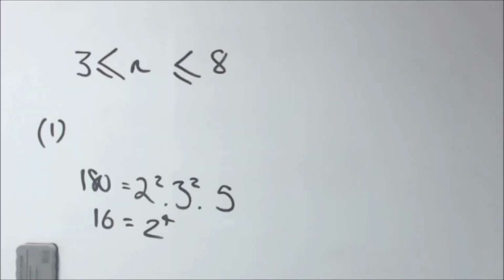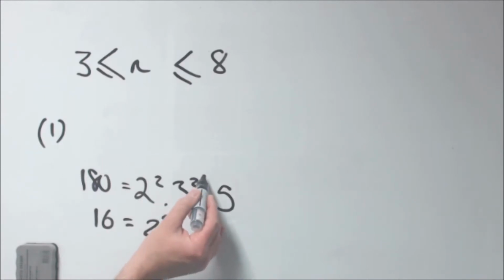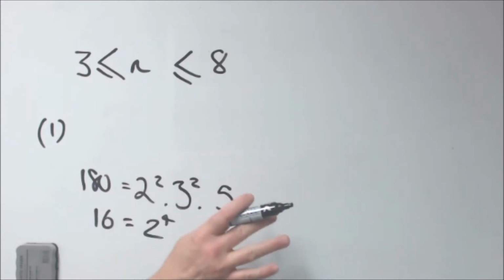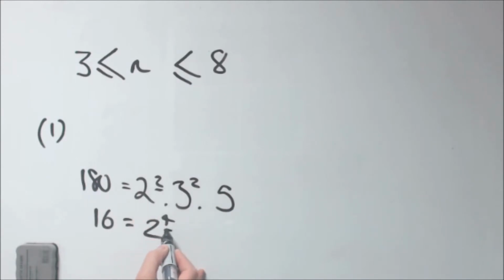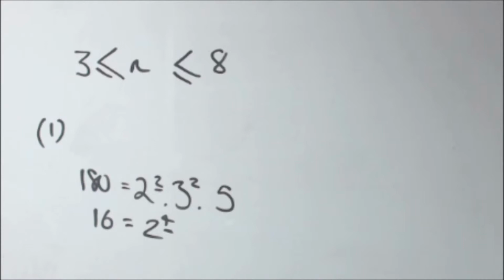Okay, we need at least 180 times 4. We need the 2 to the power 2 at least. So the easiest way to consider that is to consider numbers which will give us that. So 4 is a number that will give us that. 8 is a number that will give us that. In other words, any multiple of 4 will give us the 2 to the power 2 that's missing.